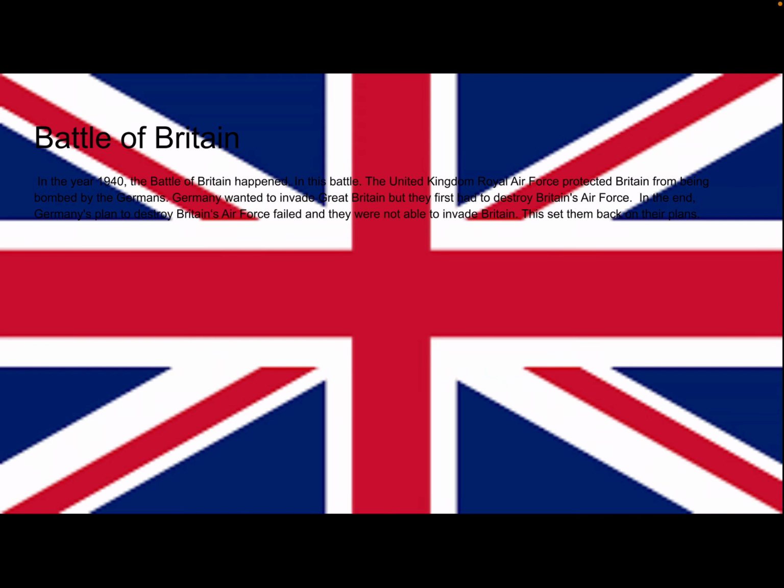The Battle of Britain. In the year 1940, the Battle of Britain happened. In this battle, the United Kingdom's Royal Air Force protected Britain from being bombed by the Germans. Germany wanted to invade Great Britain, but they first had to destroy Britain's Air Force. In the end, Germany's plan to destroy Britain's Air Force failed, and they were not able to invade Britain. This set them back on their plans.